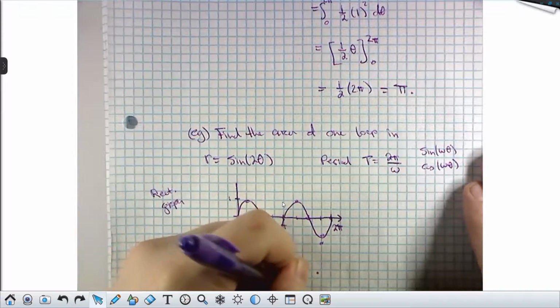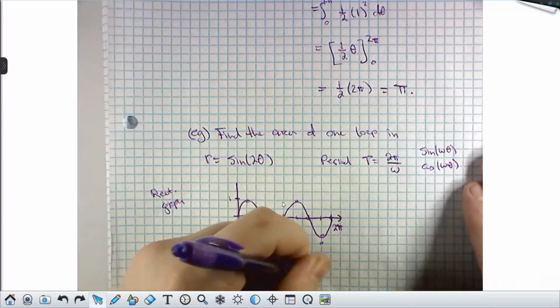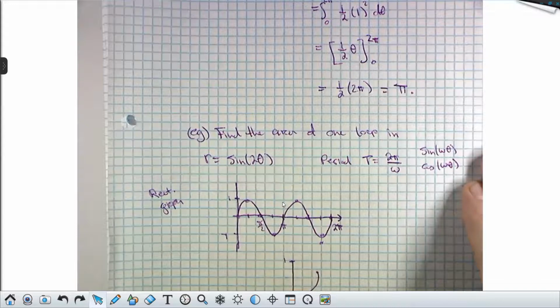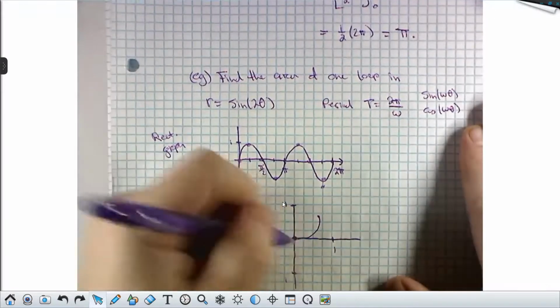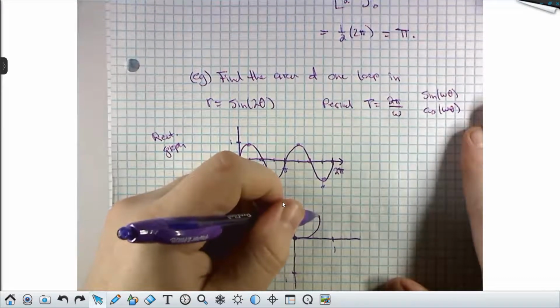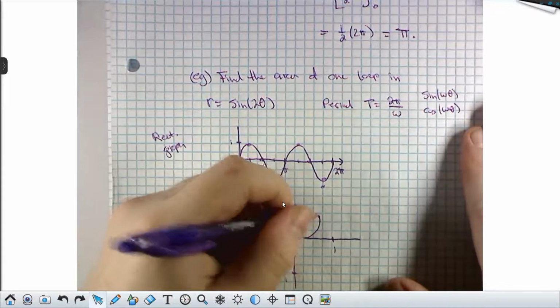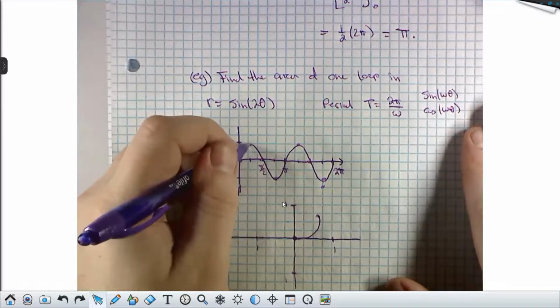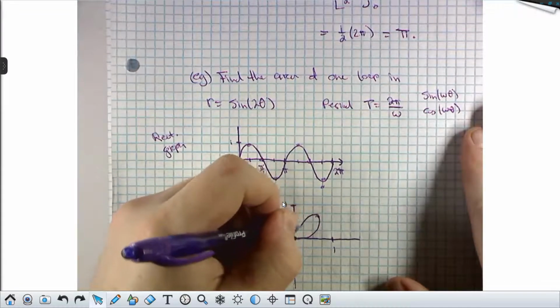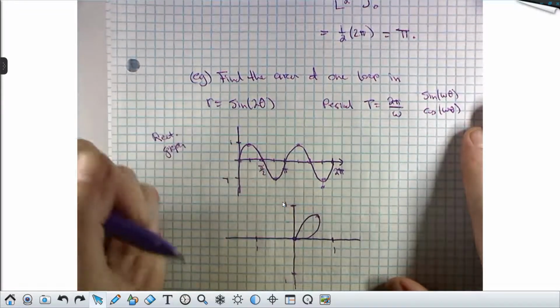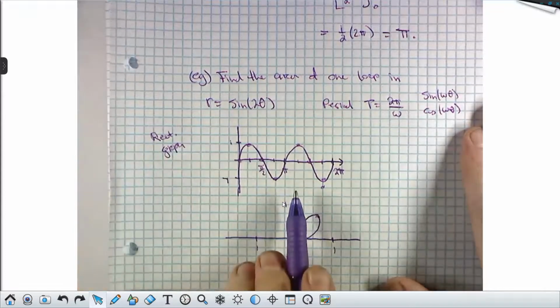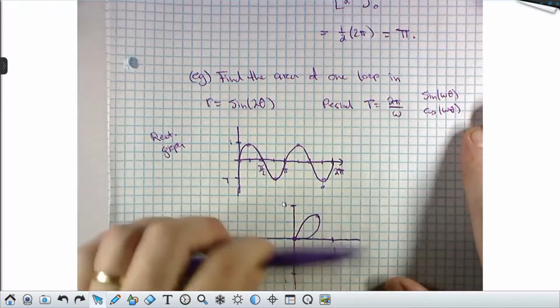So what we're doing here is something like this. At 0, by the time we're at pi over 4, we're out to 1. And then as we come from pi over 4 towards pi over 2, we dive back into the origin. Our radius is going back to 0. So here we are at pi over 2. I think of this thing as rotating.